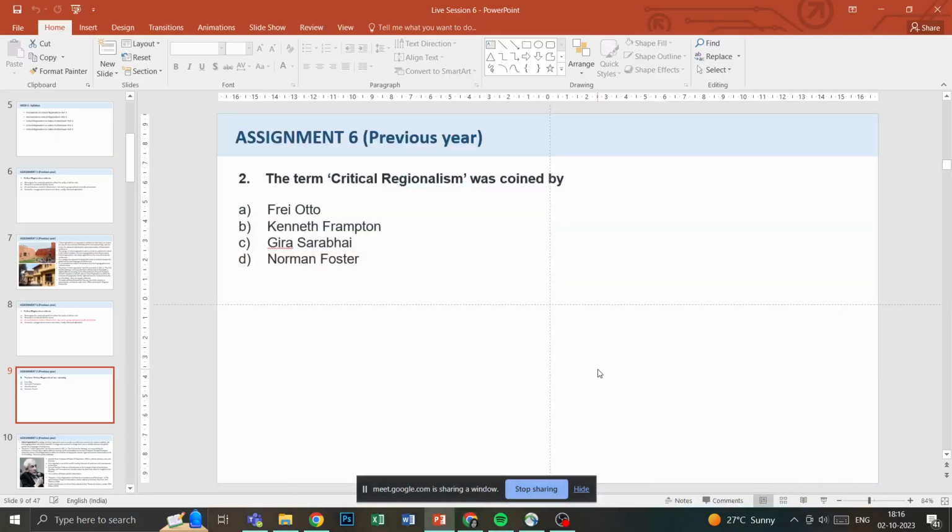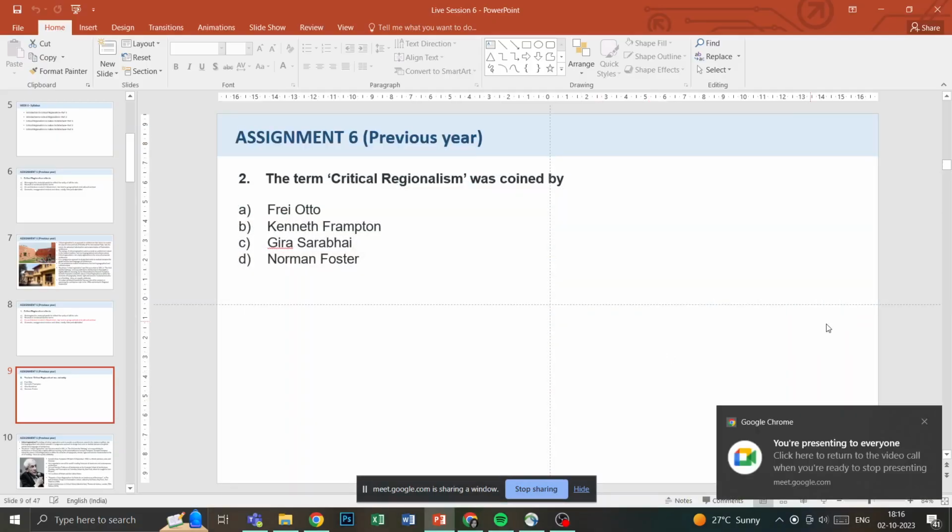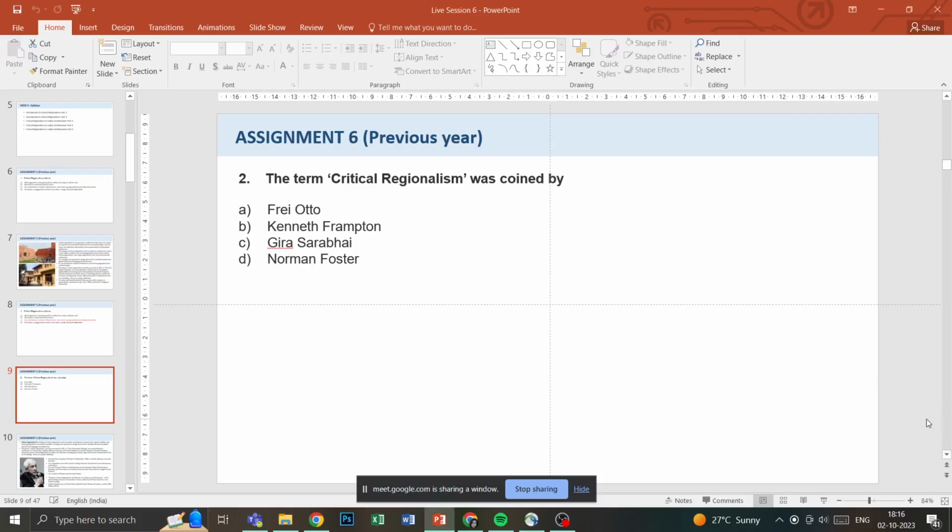The term critical regionalism was coined by Frei Otto, Kenneth Frampton, Gita Sarabhai, and Norman Foster. So we just learned that the term was coined by Kenneth Frampton. So I would just quickly talk a little about Kenneth Frampton.